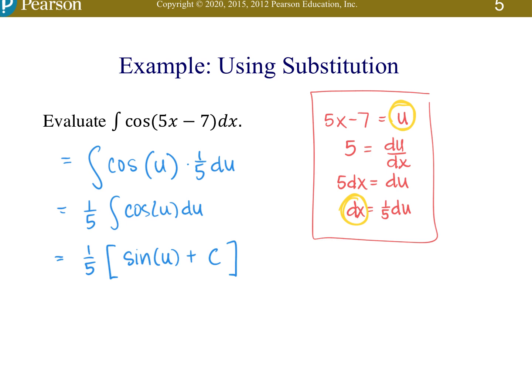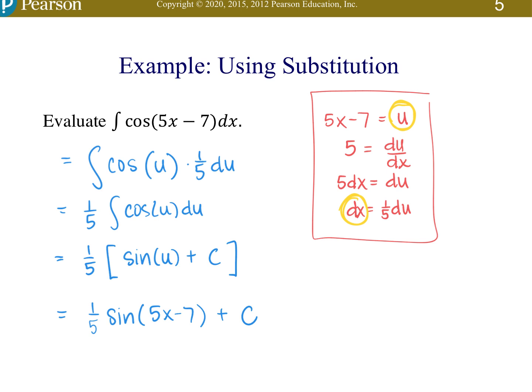The antiderivative of the derivative of cosine is... And then my last step would be to revert this problem back to what the parentheses stood for. And so my final answer would be 1/5 of the sine of the quantity 5x minus 7 plus c. Okay, again, not the only way, but when we get to products, this still was not a product. When we get to products, it is the only way.